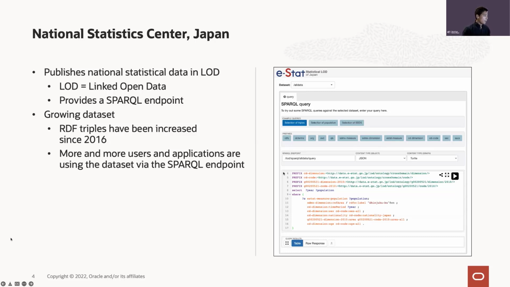The data set is growing. We can count the volume of the data set using the number of triples, which is just like the number of rows of relational tables. And their RDF triples have been increasing since 2016 when they started publishing RDF data using Oracle Database. And more users and applications are using the data set via this SPARQL endpoint.